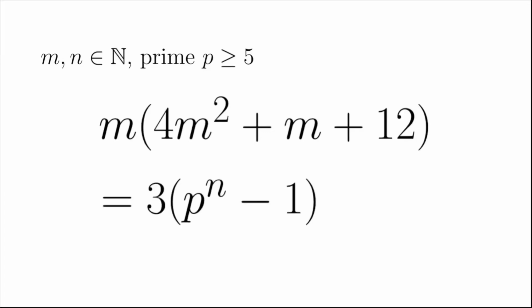In this video, we are going to solve the equation m times (4m squared plus n) plus 12 equals 3 times p to the power n minus 1, where m and n are positive integers and p is a prime number that is greater than or equal to 5.